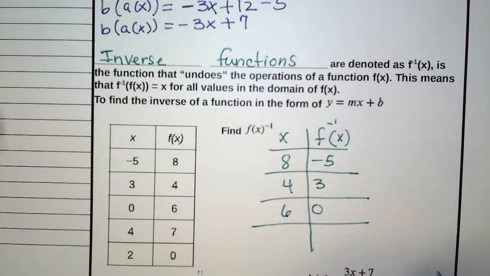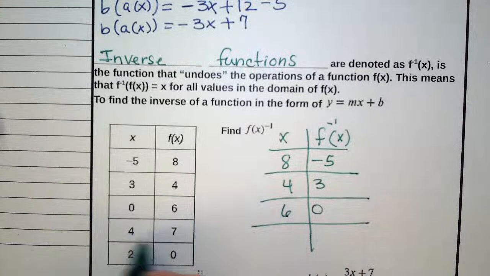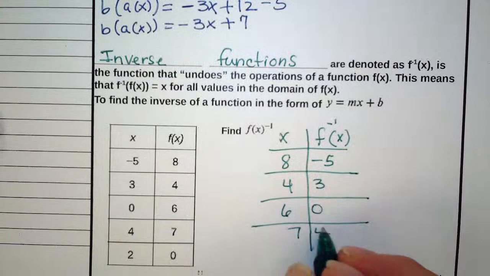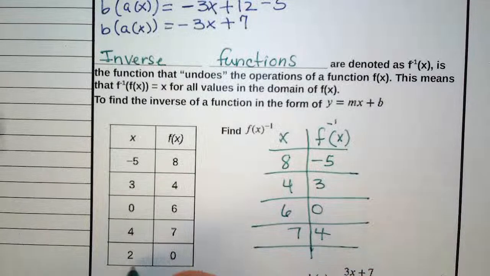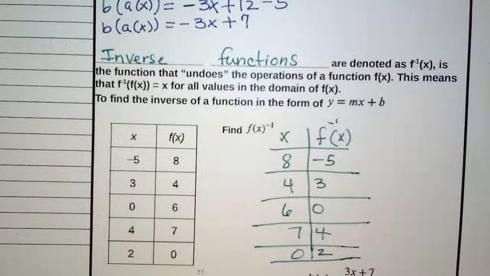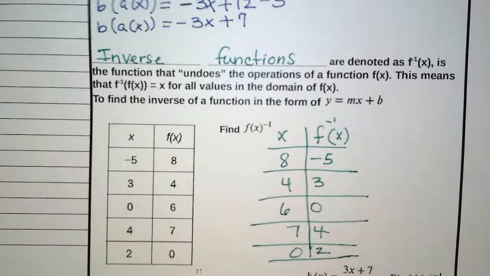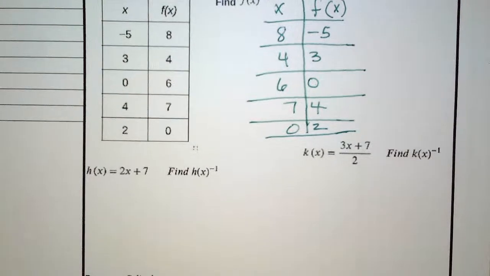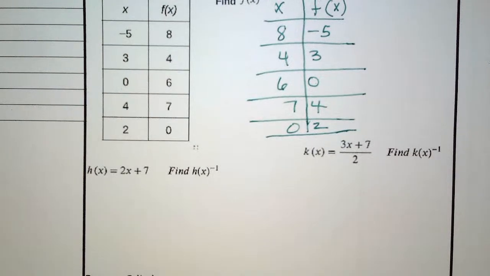Do the next one, and the next one. 4, 7 becomes 7, 4. 2, 0 becomes 0, 2. All you do is switch them around. So the tables are quick and easy for your inverse. But what happens if you have a function that's written as an equation?